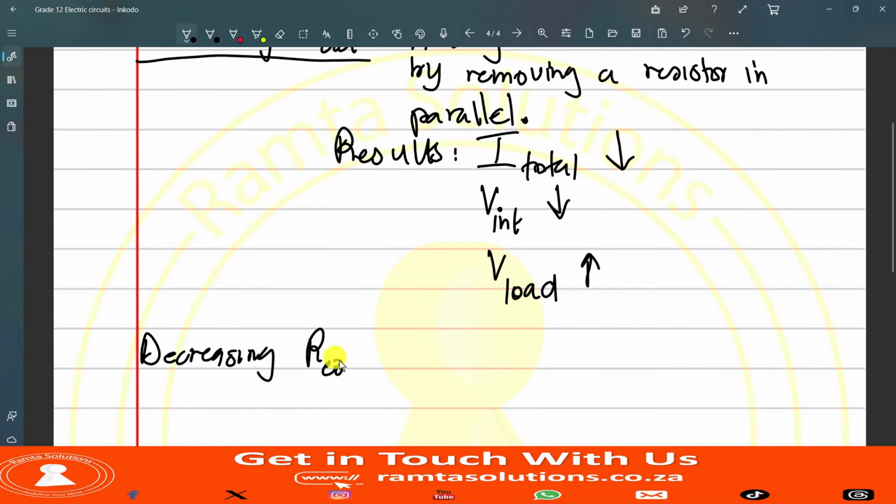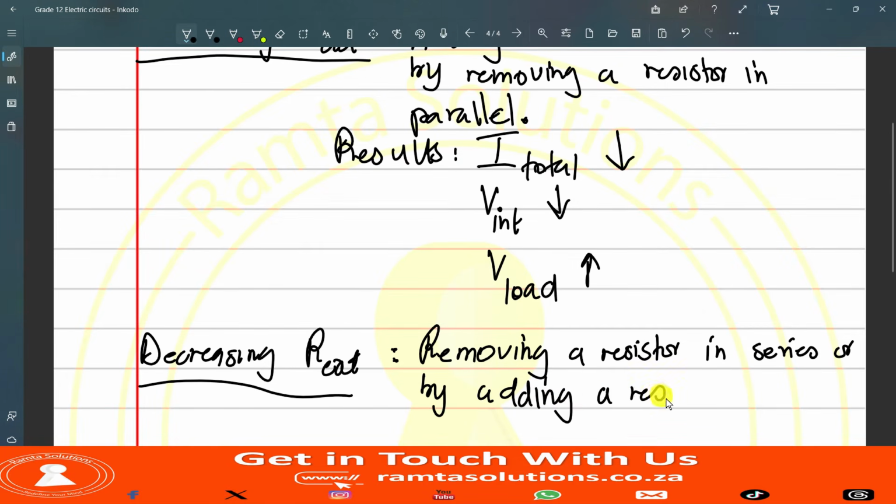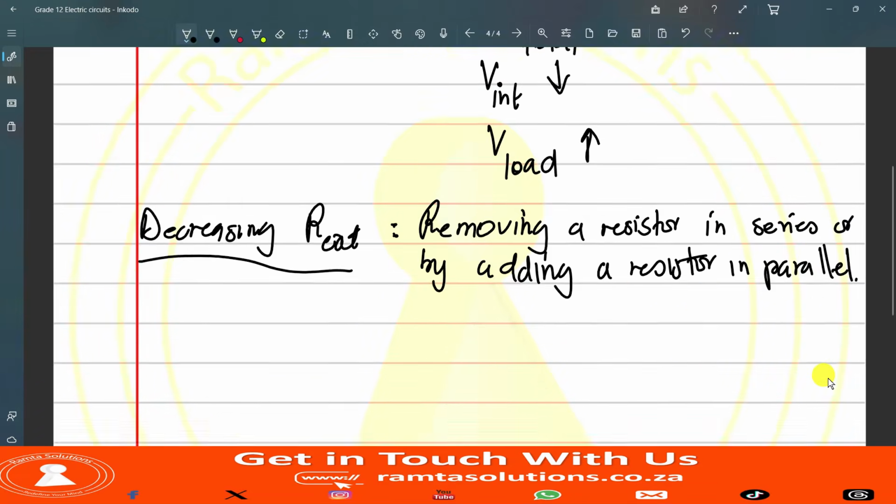Now, let's try decreasing external resistance. How do you do that? You decrease external resistance by removing a resistor in series or by adding a resistor in parallel. Let me squeeze it here.